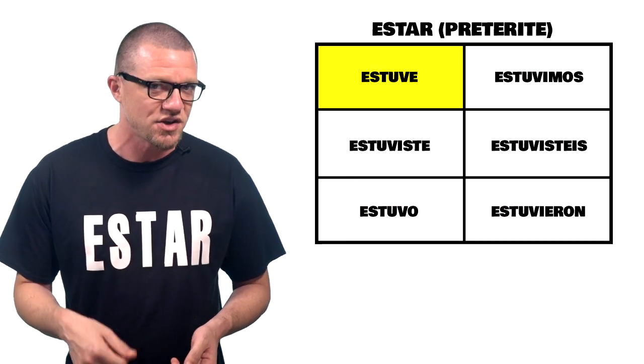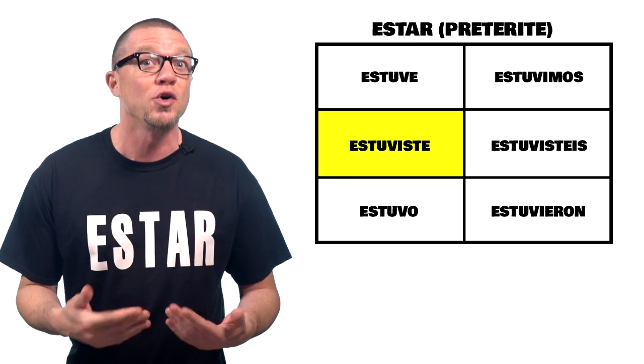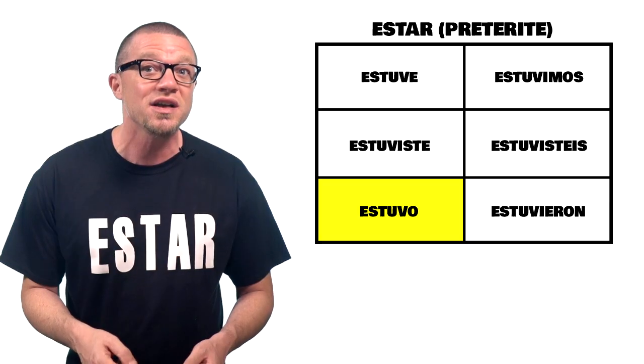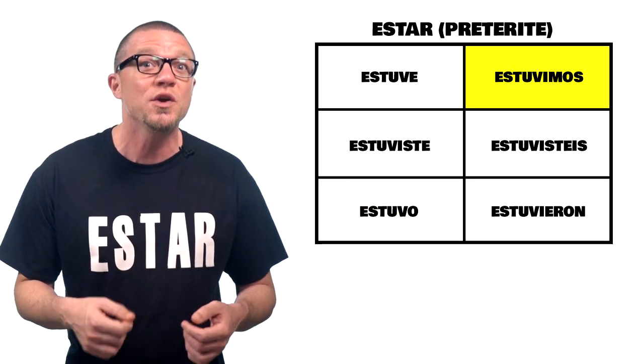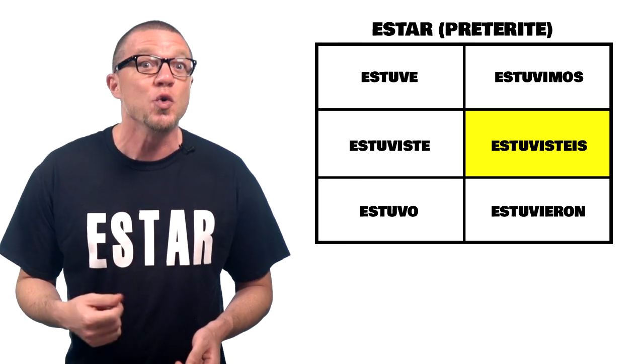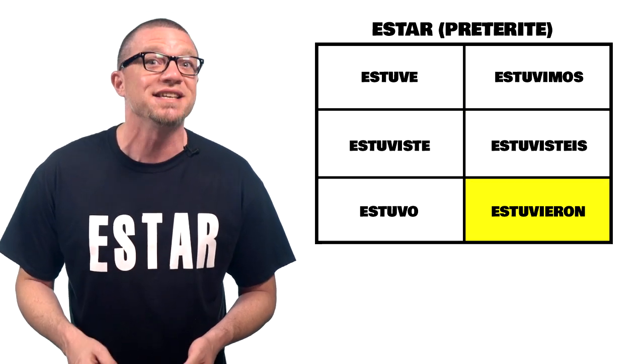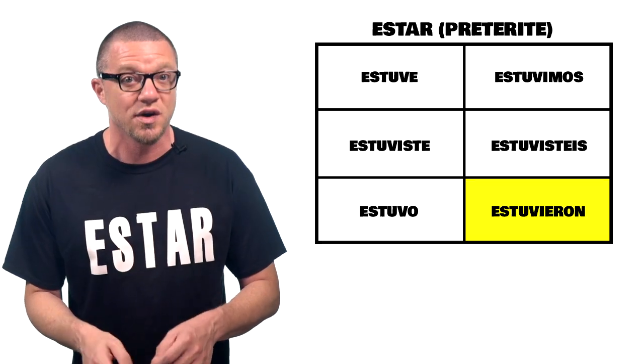I was with estar in the preterite is estuve. Normal you were is estuviste. Formal you were is estuvo. He was or she was is estuvo. We were is estuvimos. Normal you all were is estuvistes, only in Spain. Formal you all were is estuvieron, and so is they were estuvieron. Pretty cool, right? That the preterite estar endings are the same as the preterite tener endings?